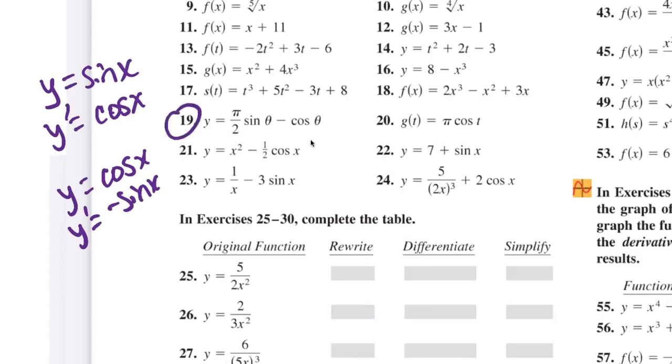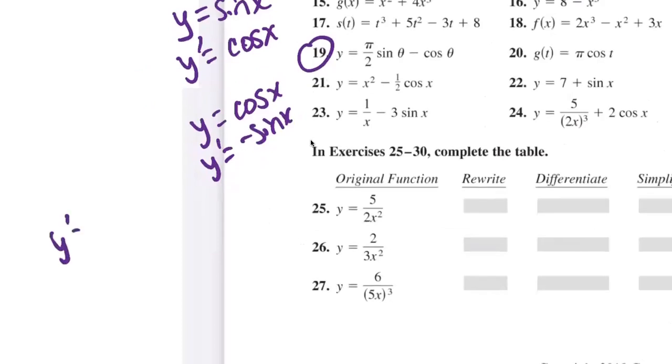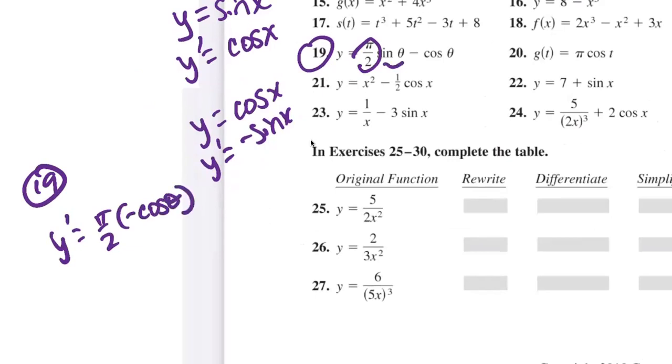But on 19, I'll do it over here. You have a coefficient pi over 2, and the derivative of sine is cosine, and follow your variable, and the derivative of cosine is negative sine.